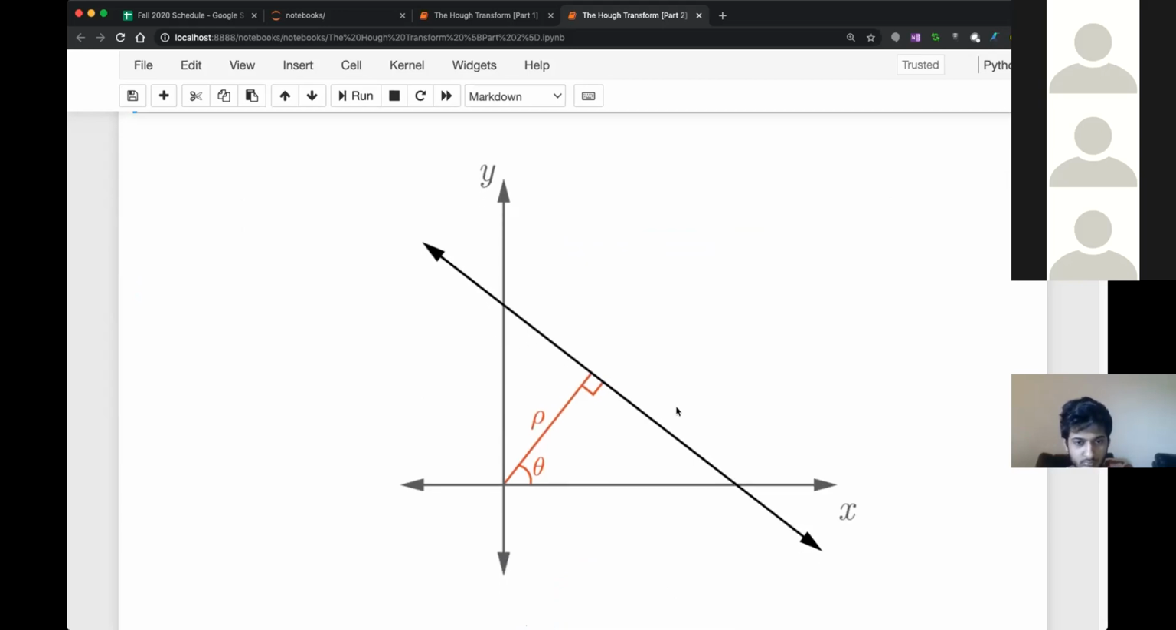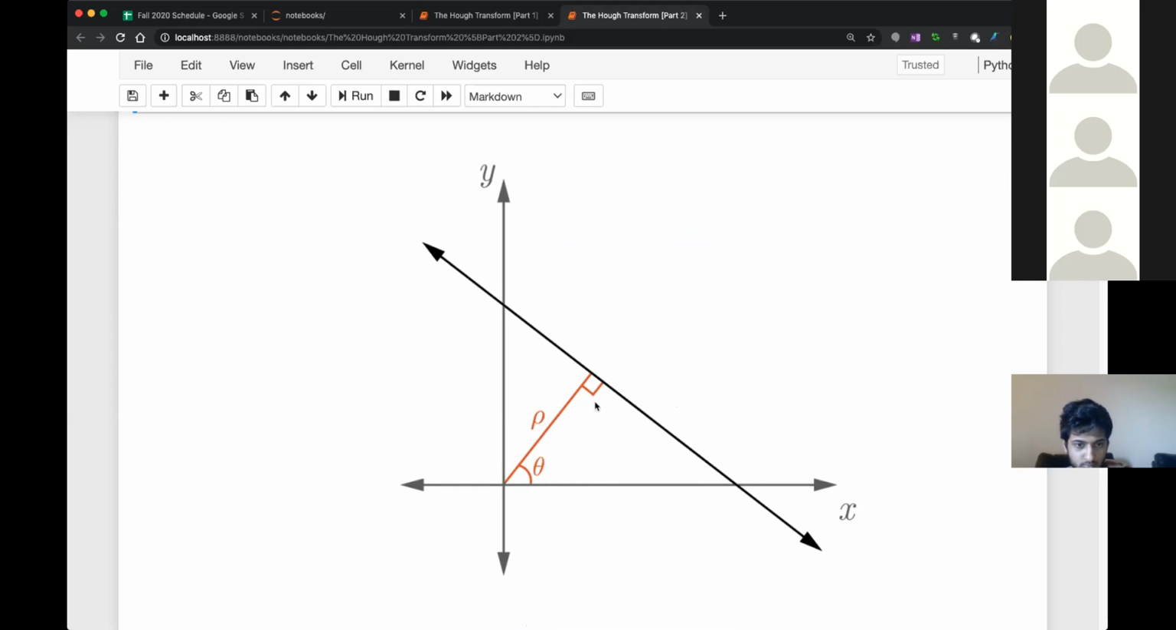So there's another way to represent lines. This way of representing lines still uses two parameters. But instead of the slope and the y-intercept, we're going to look at the angle that a line that goes from the origin and intersects our line at a perpendicular angle makes to the x-axis. That was a long sentence. Let me explain it a different way.